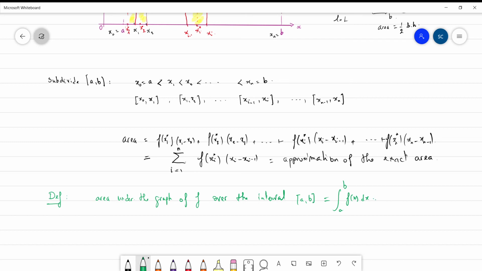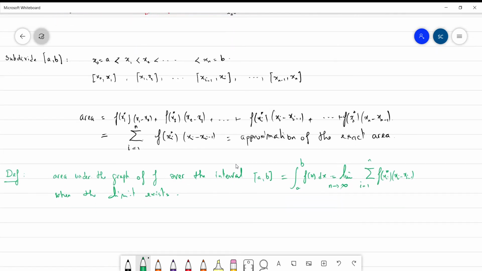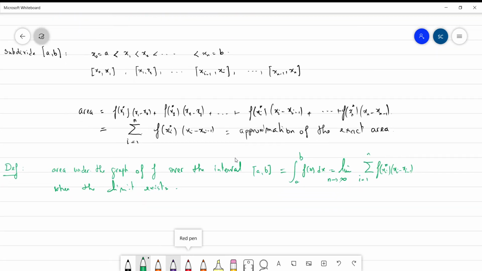We will set it as the limit of this sum, the limit of the sum of f of xi star times xi minus x(i-1), as n increases indefinitely, when the limit exists. When the limit exists, that means it is a finite number. So this is what we will call our area under the graph of f. And this sum is called the Riemann sum.